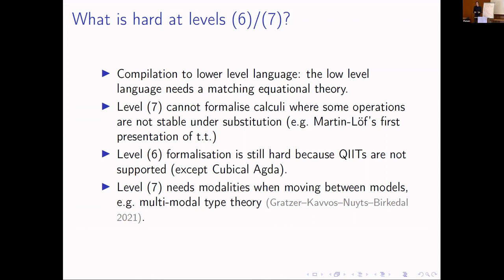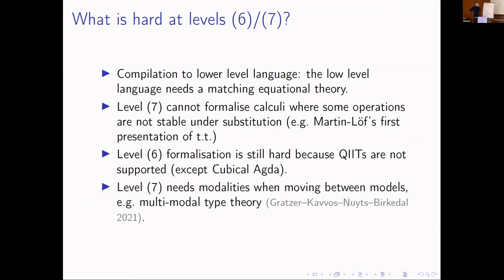So you have to use lower level encodings. In fact, the only proof assistant which allows even inductive types, which is necessary for well-typed syntax of type theory, is Agda, and even there only in a limited form. And in cubical Agda, which is an experimental extension of Agda where univalence is provable, you also have QIITs.